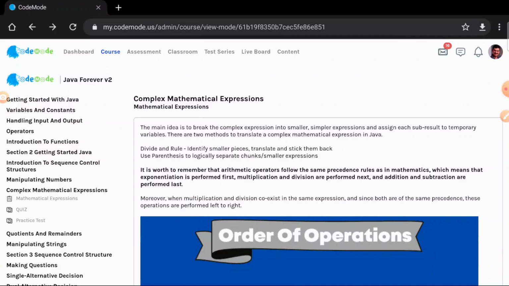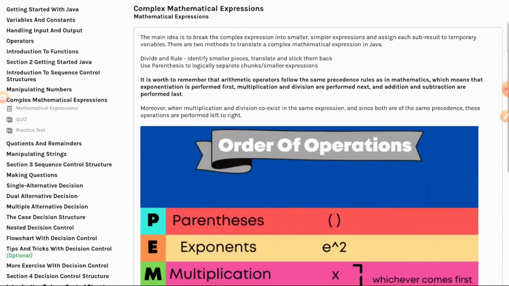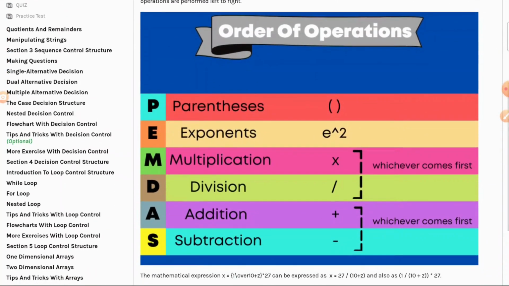The two things I want to make clear: one is order of operation, really important, super important. As you have learned in algebra, the order of operation follows the PEMDAS rule. The parentheses are evaluated first, then exponents, multiplication, division, addition, and subtraction.